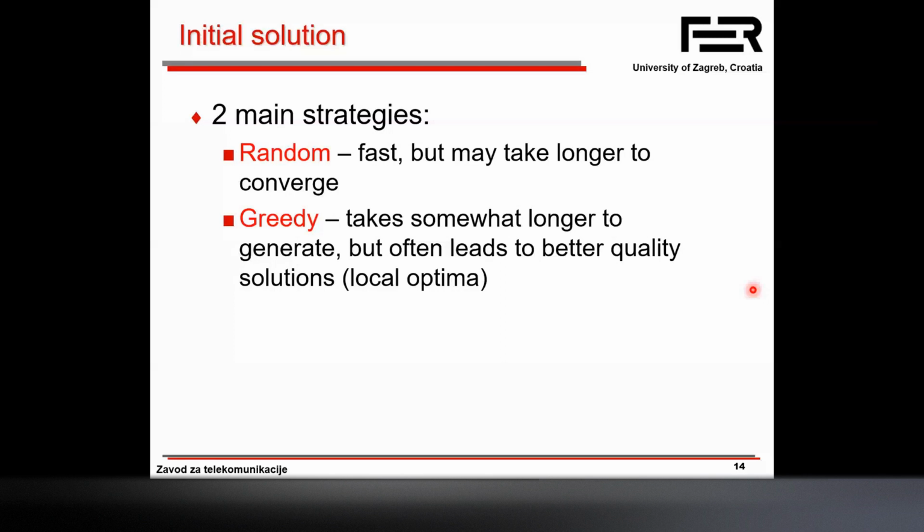Okay, so we said the neighborhood size is important. The first step is to try to find an initial solution. Before we start with our local search algorithm, we have to start with some kind of an initial solution. Two typical strategies: starting with some kind of a random solution. Let's say I have this traveling salesman problem, I start with some kind of a random permutation. That's a fast way to get an initial solution, but it may take more iterations to converge to some kind of a local optimal solution.